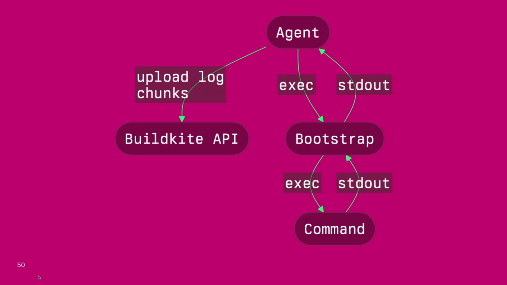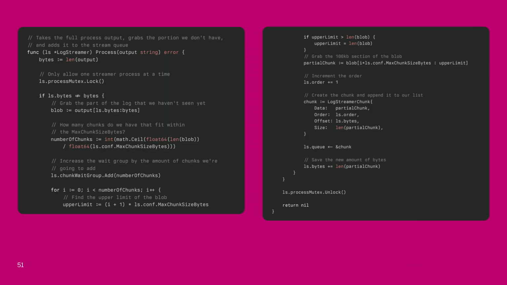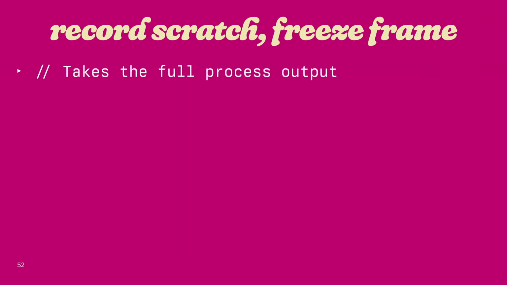Basically, the Unix file streams get read periodically and then uploaded as chunks to the API. Now, how complicated could that be? Well, I started at Buildkite almost 3 years ago, and one of the first things I read was this piece of code. I'm not even going to explain it, but the basic idea is that it takes the stream of log that has been written from your command and turns it into chunks and then puts those chunks on a queue.